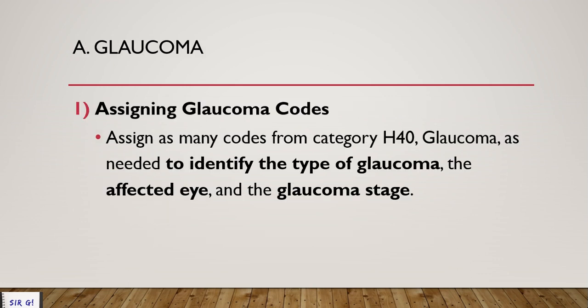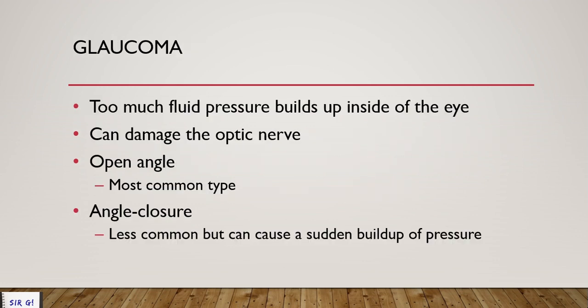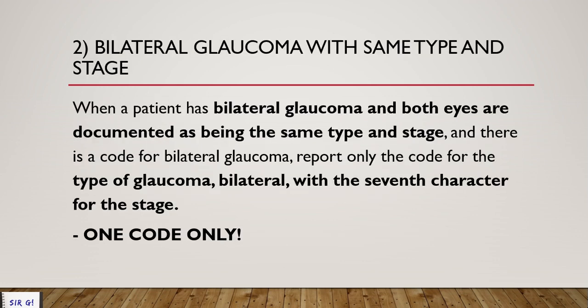So keep in mind, when we're coding glaucoma, we need to identify the type of glaucoma, the affected eye, and the glaucoma stage, because those are the components of your codes. But sometimes we don't have the laterality, we only have the type and the stage. There are codes like that where there are no available options for the right and the left eye, so there are specific guidelines for that. Okay, so let's start with your next guideline.